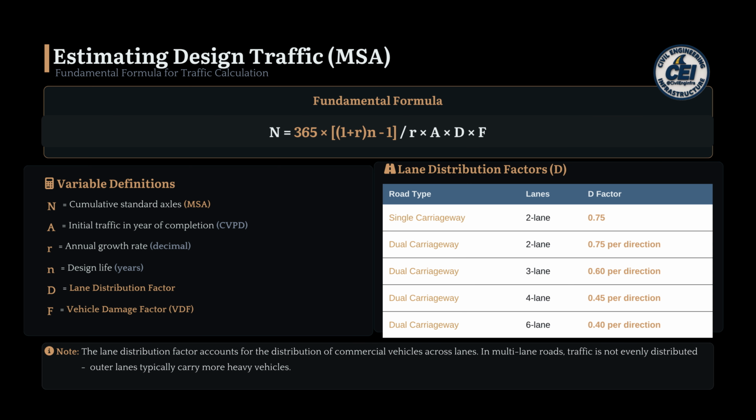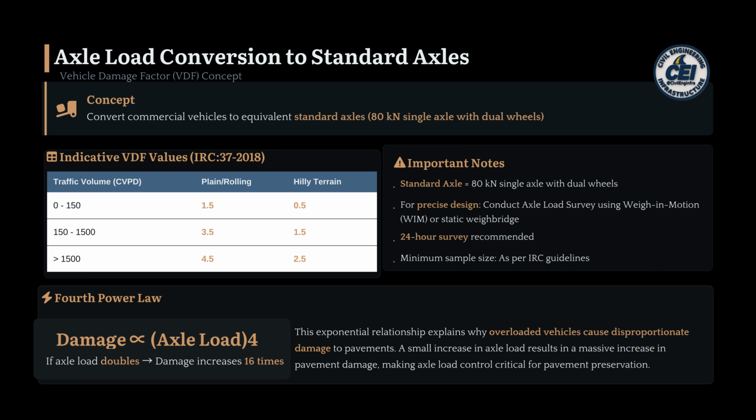Now let us understand the vehicle damage factor, VDF. This is very important. VDF represents how many standard axles worth of damage a single commercial vehicle causes. A standard axle is defined as an 80 kN, 8.16 tons, single axle with dual wheels.